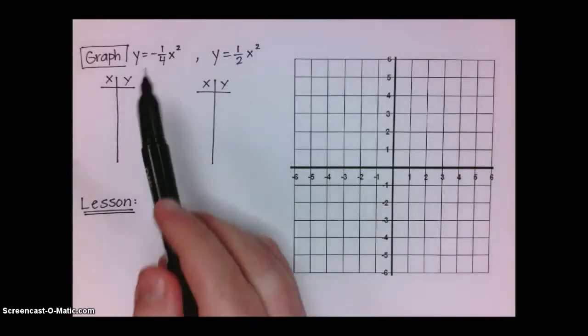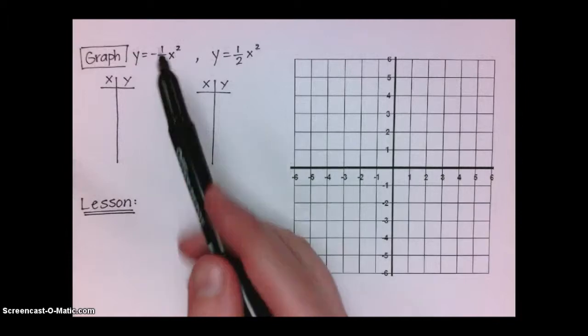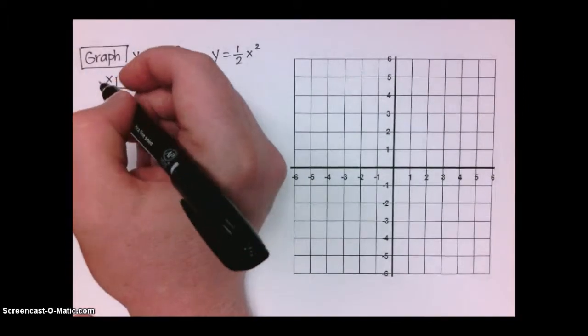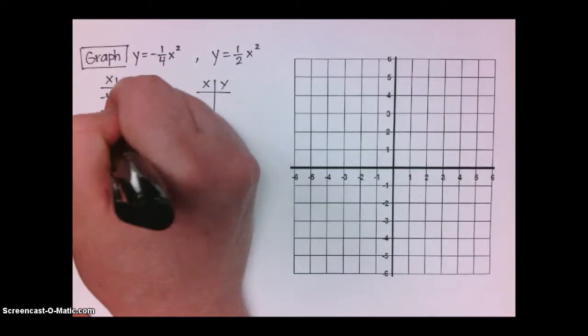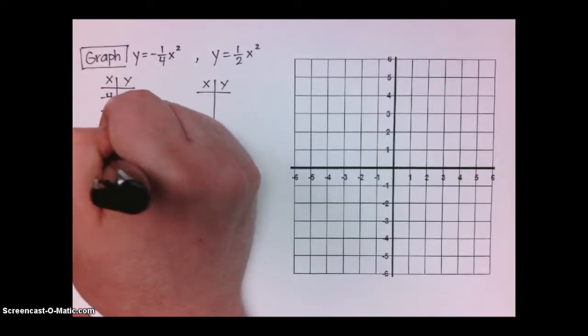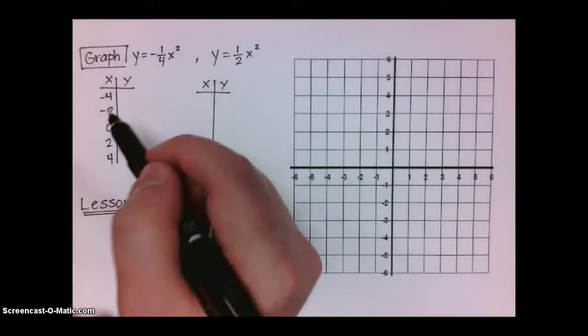This time I have y is equal to negative 1/4 x squared. So again, I'm going to choose some points. This time I'm going to choose negative 4, negative 2, 0, 2, and 4. Okay, I don't always have to pick the same points. So here we go. Let's plug in negative 4.